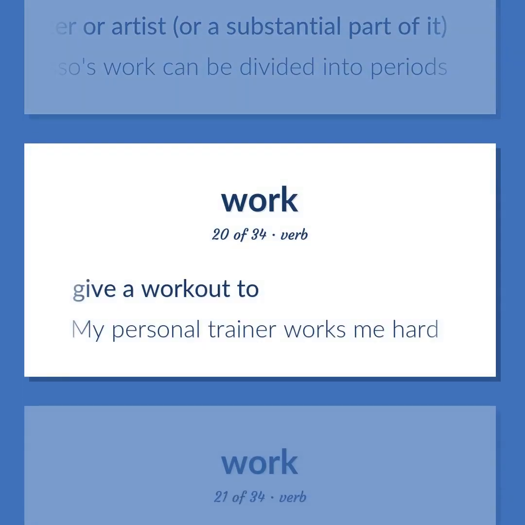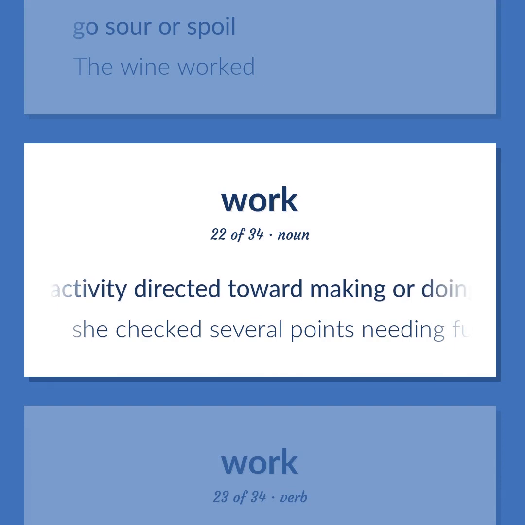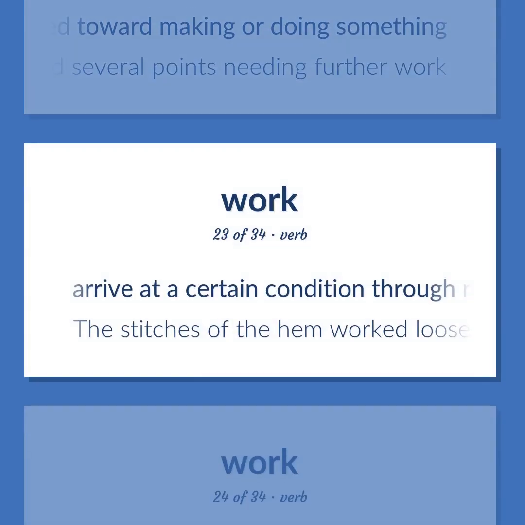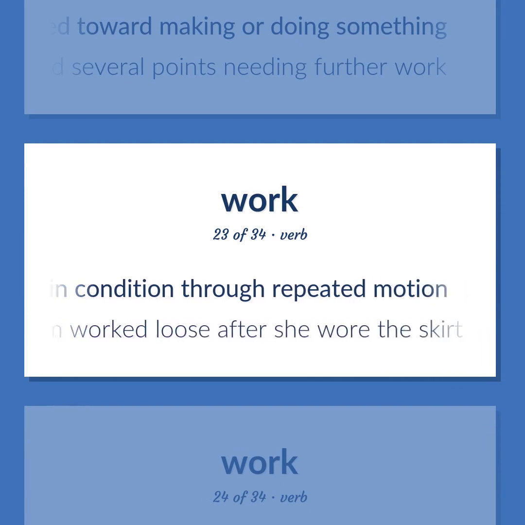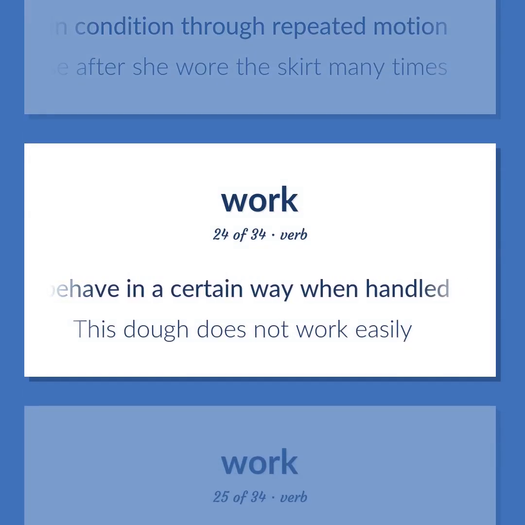Give a workout to. My personal trainer works me hard. Go sour or spoil. The wine worked. Activity directed toward making or doing something. She checked several points needing further work. Arrive at a certain condition through repeated motion. The stitches of the hem worked loose after she wore the skirt many times. Behave in a certain way when handled. This dough does not work easily.